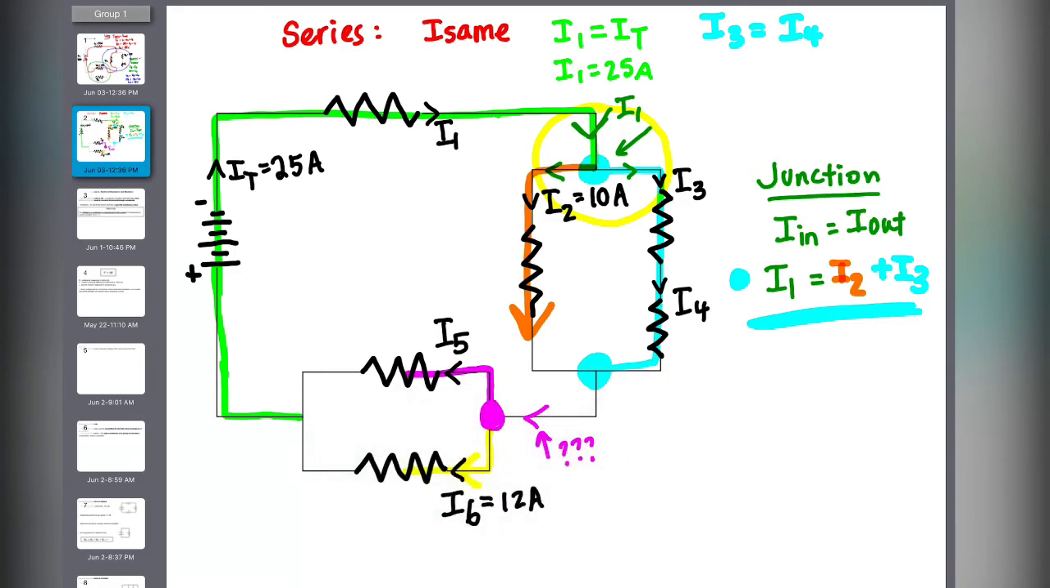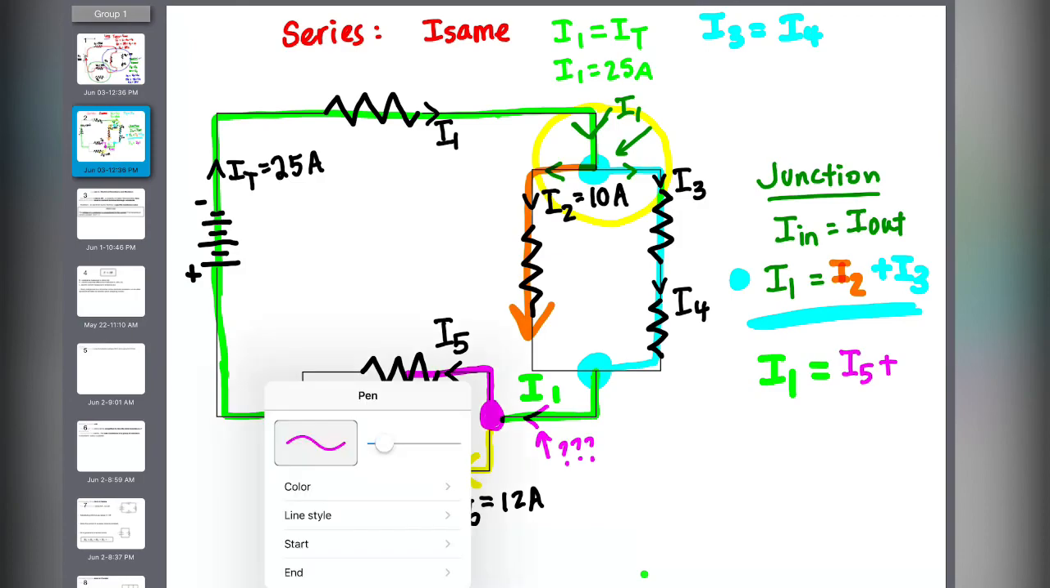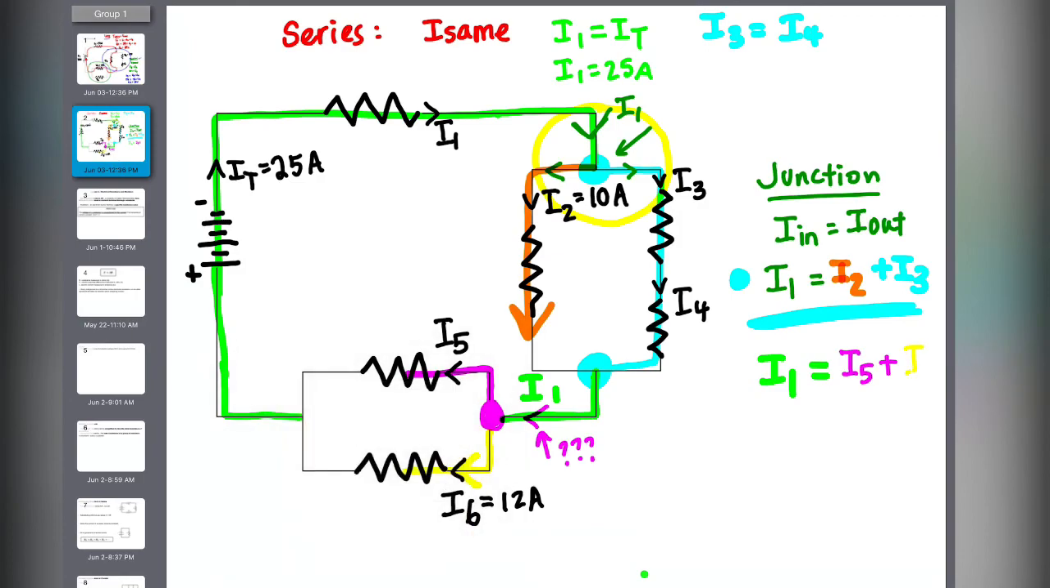This is the tricky part. You need to realize that it's the same green path on the other side. This actually is still I1 because it got split at the blue dot and it got rejoined at the blue dot. So the new equation that I'm writing is I1 going in equals the two coming out, which is the purple one, I5, adding the yellow one, I6. So those are the new equations.